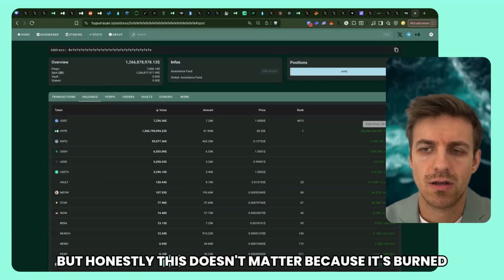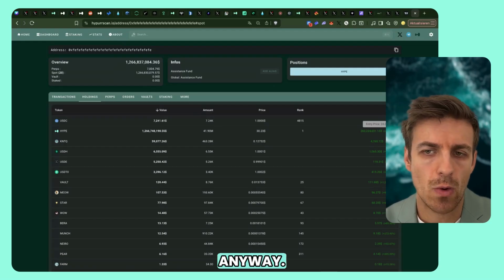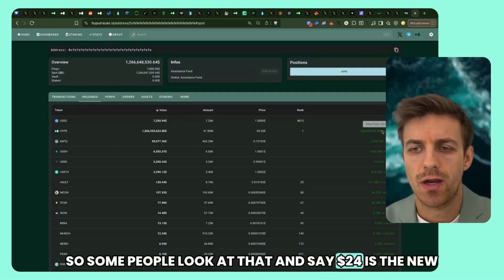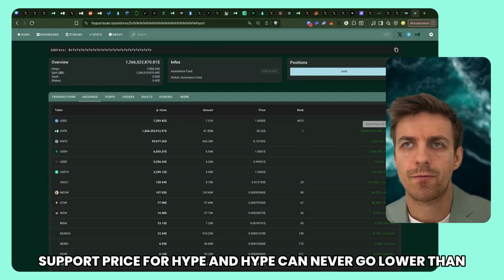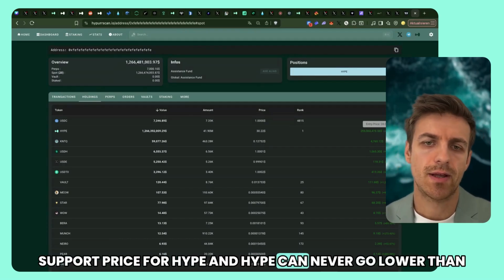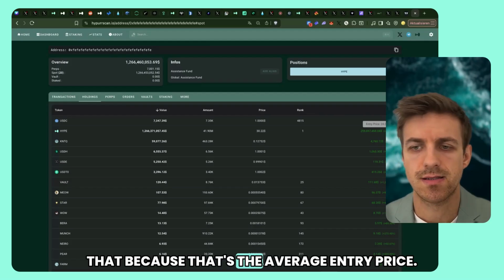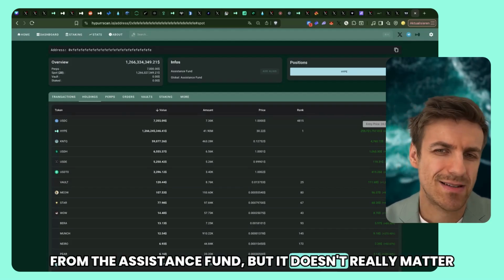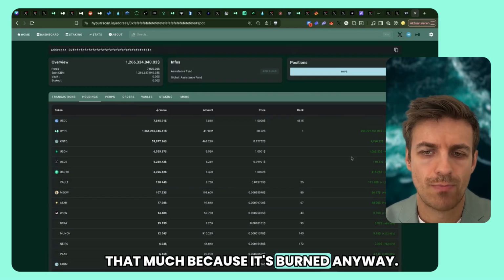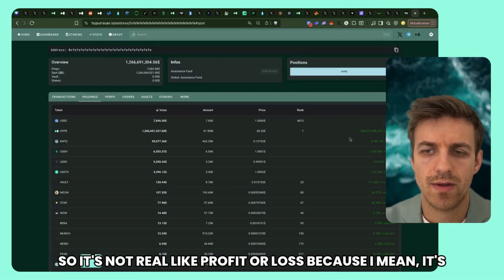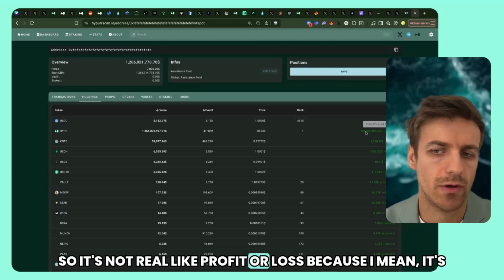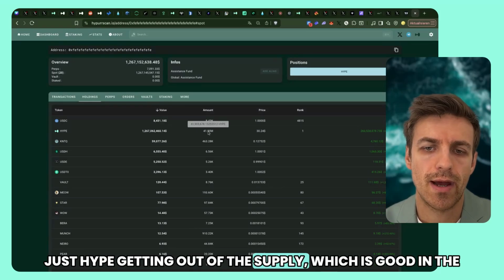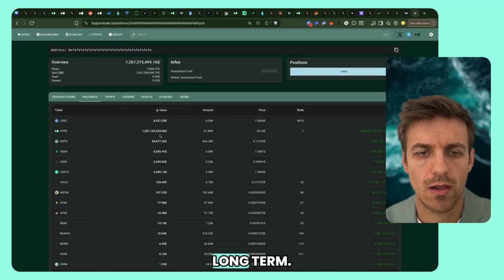But honestly, this doesn't matter because it's burned anyway. Some people look at that and say, oh, $24 is the new support price for HYPE, and HYPE can never go lower than that because that's the average entry price from the assistance fund. But it doesn't really matter that much because it's burned anyway. It's not real profit or loss, because it's just HYPE getting out of the supply, which is good in the long term.